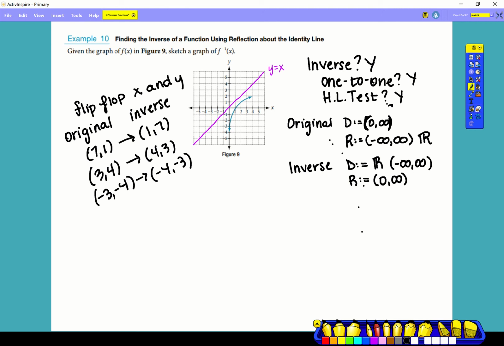So let me get to picking out some points here. Ones I notice immediately are this one and this one. So our original function has 1, 0 and 2, 1. So our inverse will have 0, 1 and 1, 2. Let me plot those points first. So 0, 1 and 1, 2.